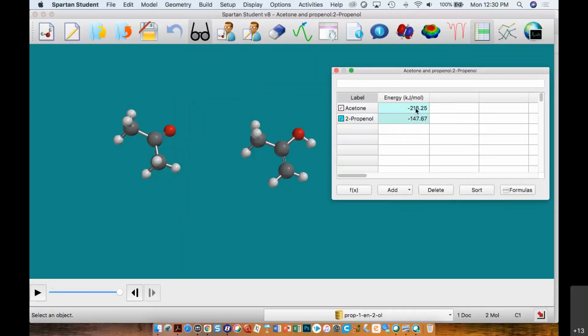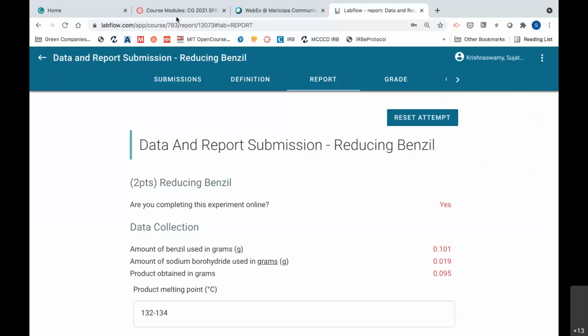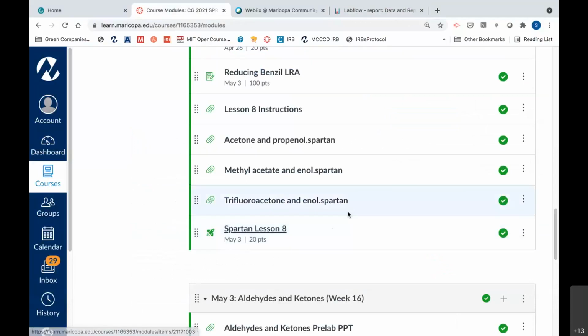That'll give you an idea. Minus 216 is a smaller number than minus 147. So acetone has a smaller energy than 2-propanol. Okay, so that much we are clear. Then what you want to do is go into lesson 8. We'll answer a question, and that should give you an idea.